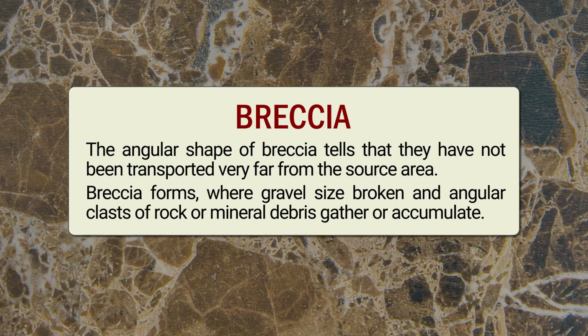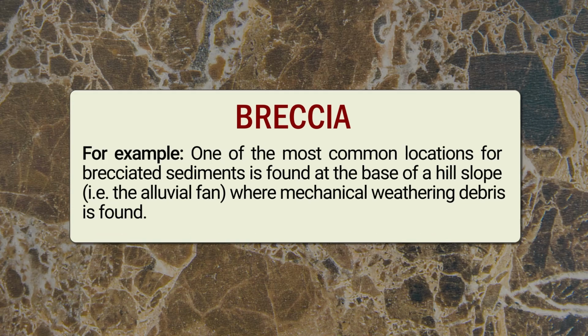So, the angular shape of breccia tells us that the clasts have not been transported very far from the source area. Breccia forms where gravel-sized, broken and angular clasts of rock or mineral debris gather or accumulate. For example, one of the most common locations for brecciated sediment is at the base of a hill slope, where you can see alluvial fans and where this mechanical weathering debris is found.